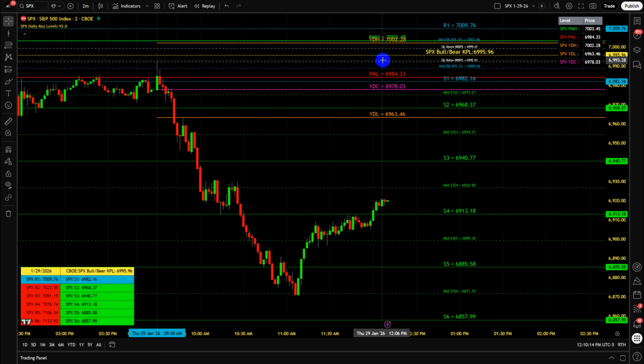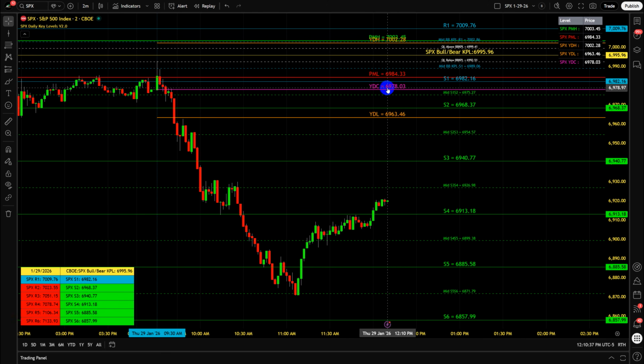For there to be any significant upward action in the session, as far as bullish action, generally speaking, you're going to have to start closing above the bull bear KPL and holding above that, and also closing above the pre-market high and holding above that for there to be a significant move to the upside.